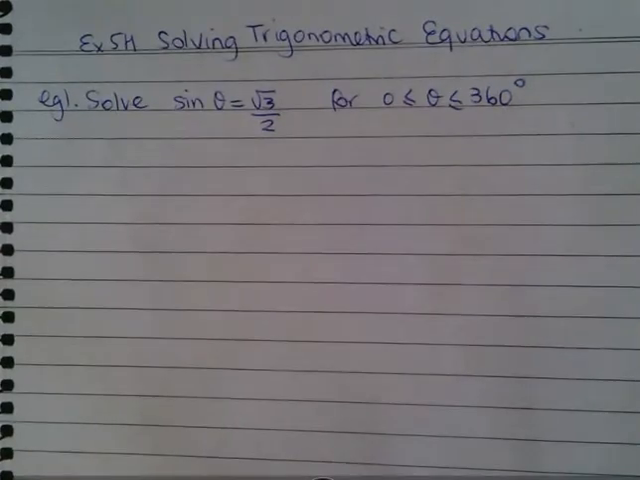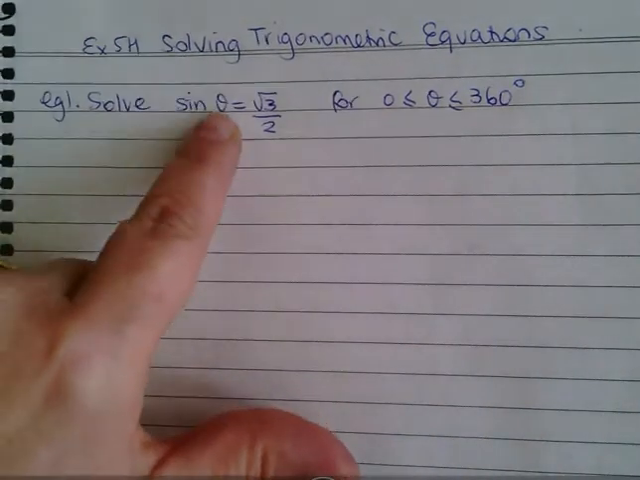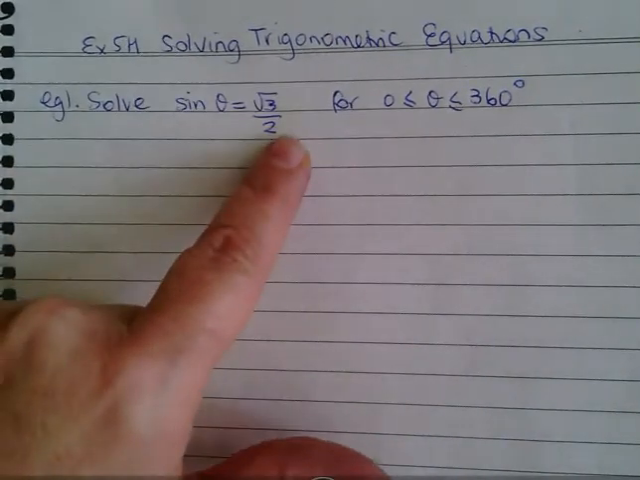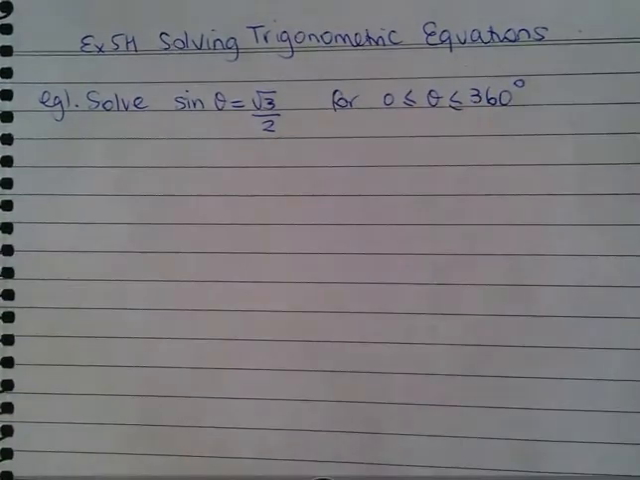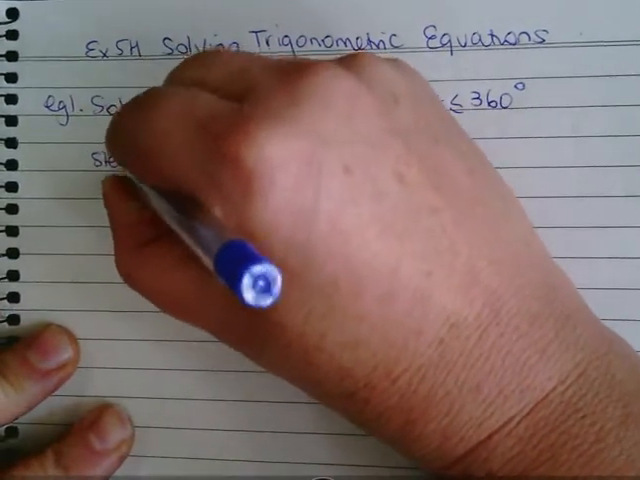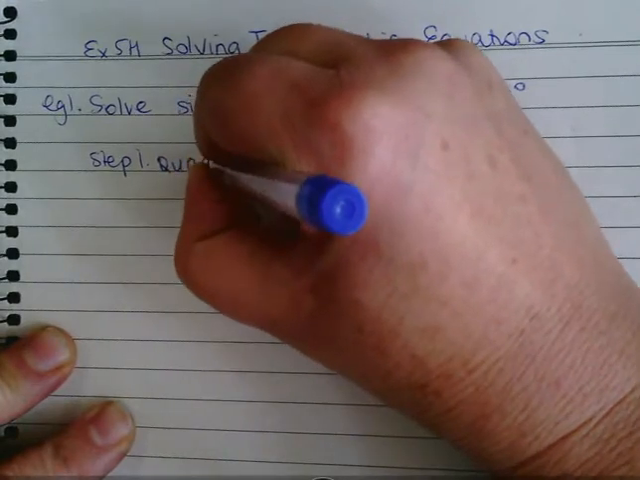So exercise 5H, part 1, solving trigonometric equations. Solve the following. Sine theta is √3 on 2 for any angles between 0 and 360. So we're asking for a full revolution. All right, there are 3 steps. First step, which quadrants are you in? Step 1 is to identify the quadrants.